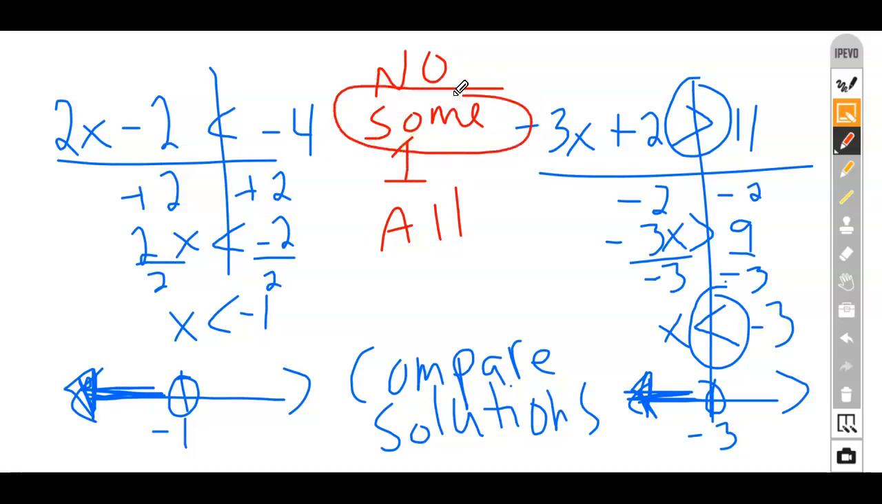Right, because they're both going less than, right? Since they're both going the same direction, it's got to be some. No common solutions would mean they'd be going in opposite directions and not even anywhere close to each other. All would mean that they have the same solution, right? What does 1 look like? 1 would look like this.